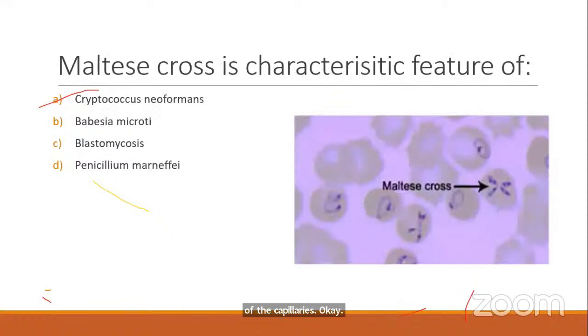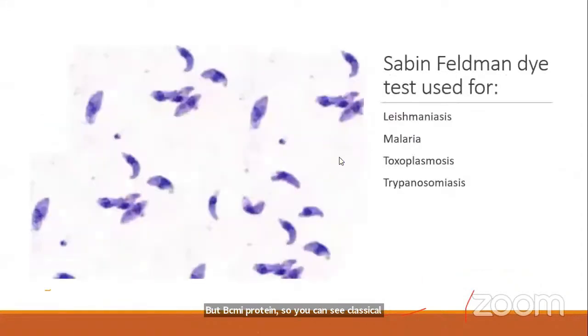Maltese cross appearance is seen in case of Babesia microti. So you can see classical Babesia microti lesions. So the Sabin-Feldman dye test is used for which of the pathogen?